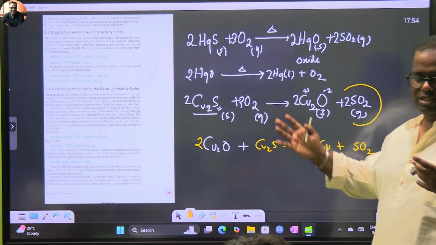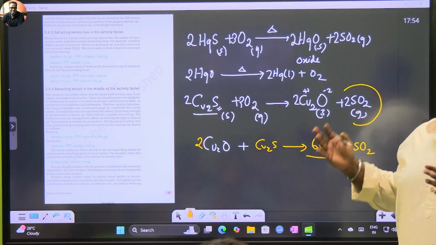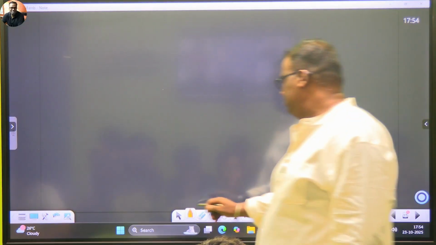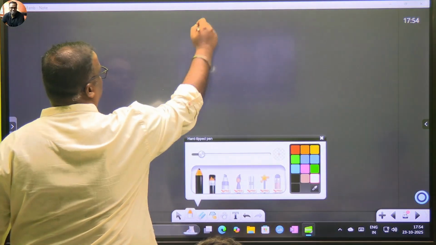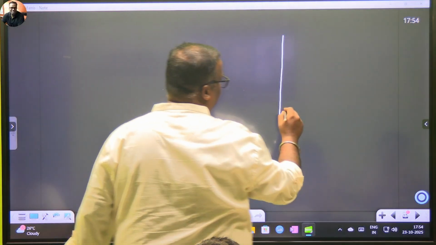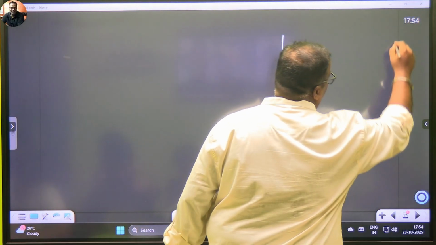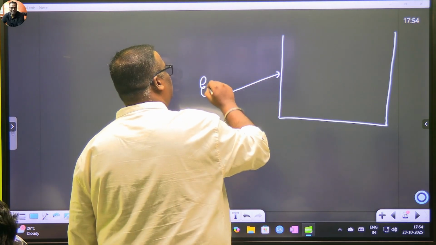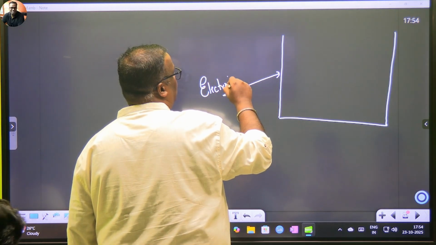Though it is at a later stage, since it has come up, let us finish it and move ahead. So let's understand electrolytic refining. Electrolytic refining takes place in a tank, and this tank is known as an electrolytic tank.